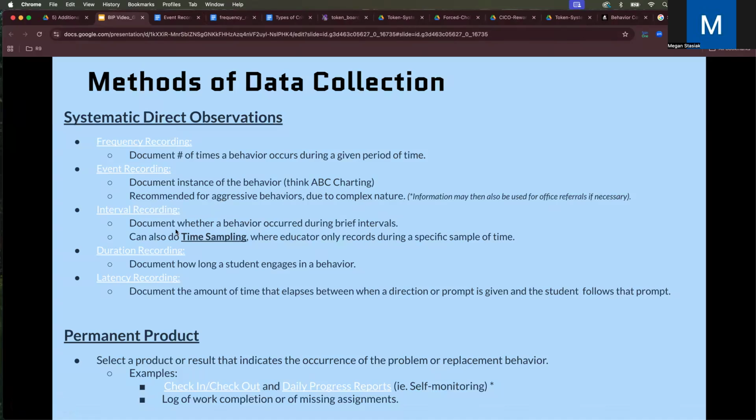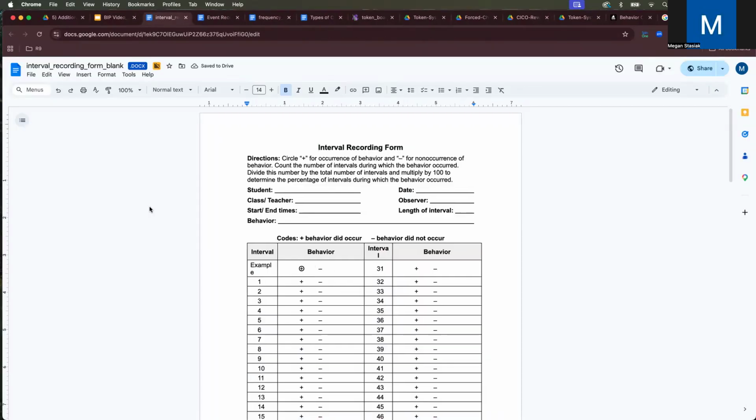There's also interval recording, which is where you document whether a behavior occurred during brief intervals. So you can do a time sampling with this, where you only record during a specific sample of time. An example of this might be, say I have a student who struggles in group projects. Well, I'm not going to monitor their whole school day. I'm only going to take the screenshot or monitoring when they're doing that group work to see, maybe it's did they keep their hands to themselves or did they participate? And you can mark on this form whether it happened during the allotted time or not.